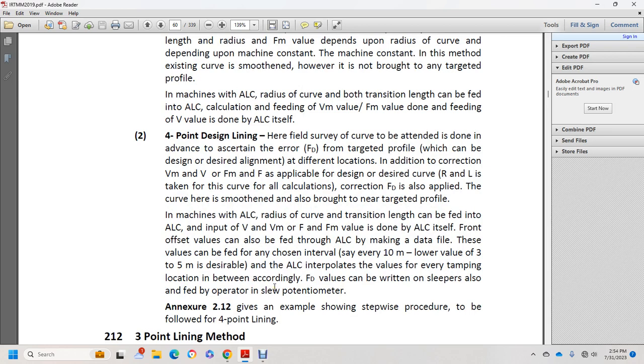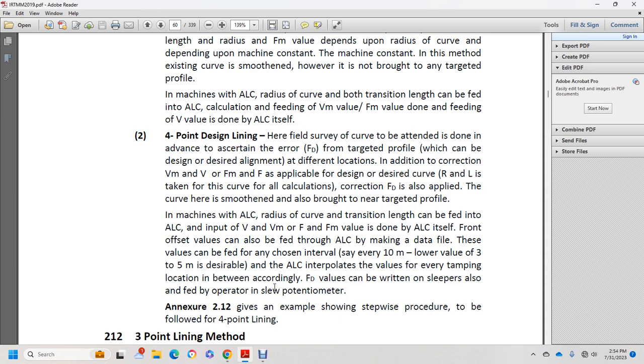Alright, second, the 4-point lining design and field survey of the curve, every 10 meters in advance, with the arrow FD and the targeted profile, which can be designed with the desired alignment. At different locations, the corrections of M and V, or FM and F, are acceptable with the design curve, with R and L, the radius and length taken in the curve for all calculations. The correction applied smooths the curve and also brings it near the targeted profile.